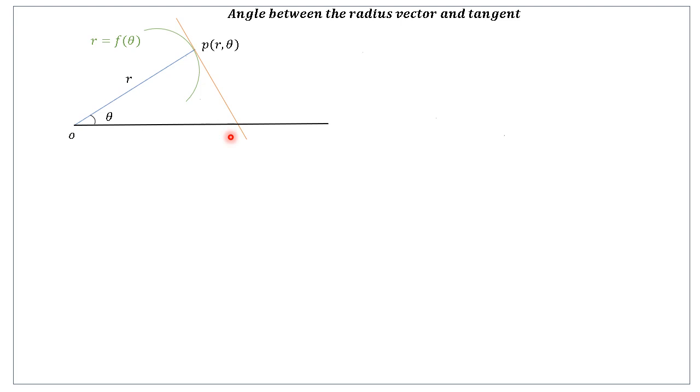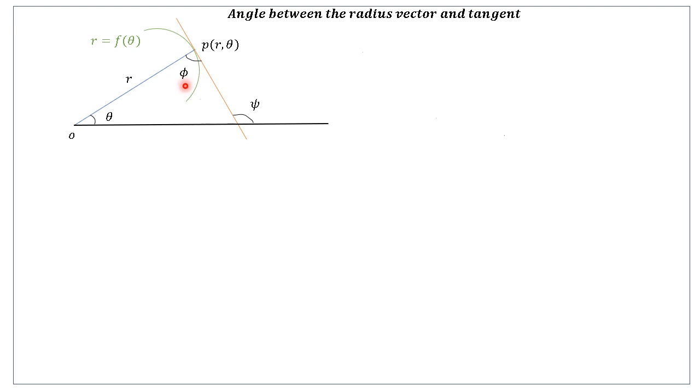Let us draw a tangent at point P to the curve. Here the red line is the tangent to the curve at P, which makes an angle psi with the initial line. Let the angle between the radius vector and tangent be equal to phi.